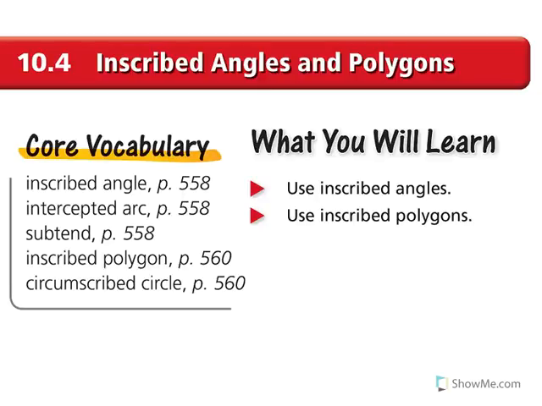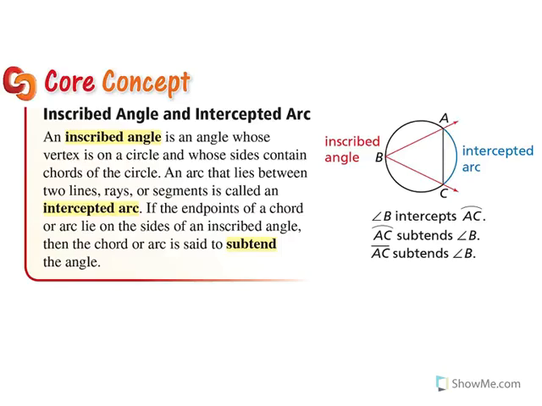In this lesson at 10.4, we're going to continue to look at circles. We're going to be looking at inscribed angles and then polygons. Inscribed angles are going to be angles that are inside of our circle, but they're different than our central angles that we recently had. So we just talked about central angles.